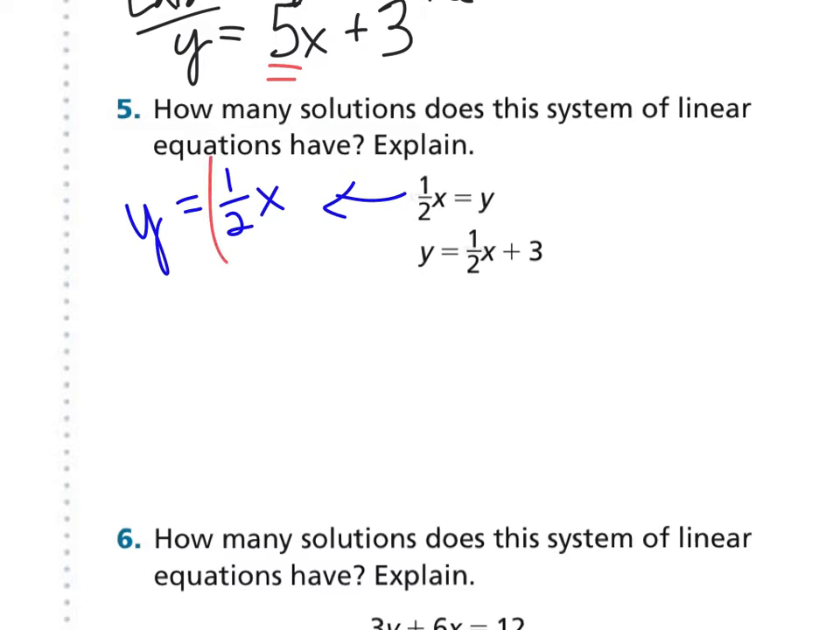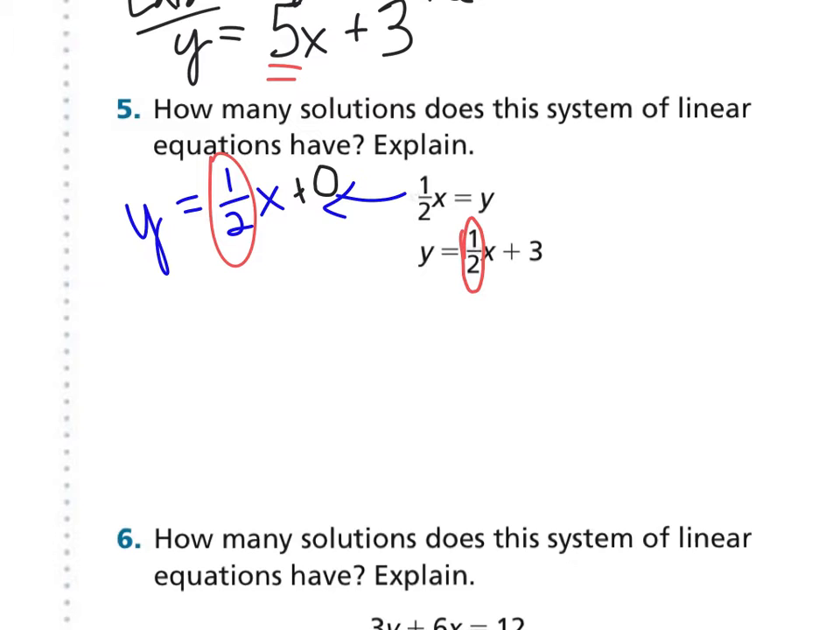So the slope of the first line is 1/2, so the slope of the second line is 1/2. So the slopes are the same, which means we're either going to have parallel lines or the lines are going to be the same. The only way for the lines to be the same is if their equations are identical, which sometimes you can't tell unless you solve them for y, but these you can say are not the same.